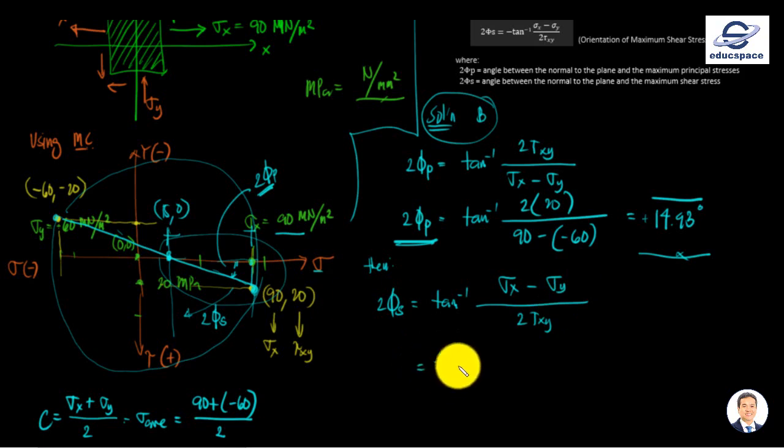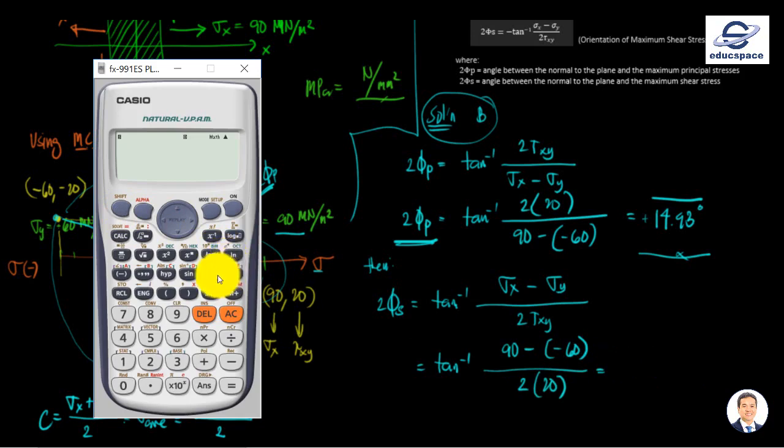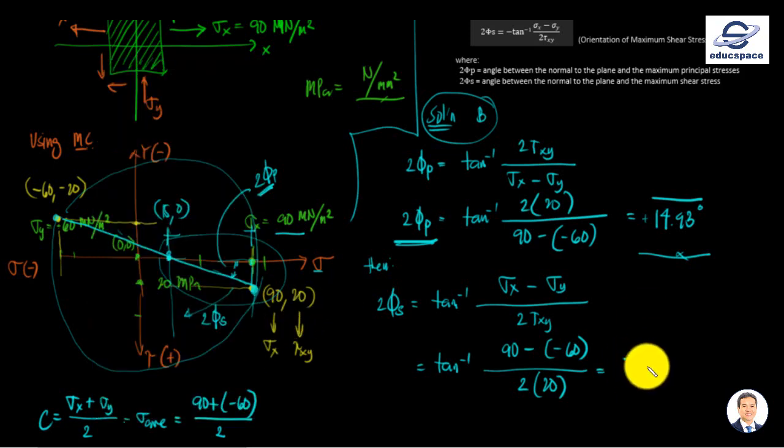So, this one is tangent negative 1. Tapos meron tayong 90 minus 60. Tapos 2 multiplied by 20. Alright, so shift tangent, and then 90 plus 60 over 2 multiplied by 20 equal sign. So 75.06 degree. So ito yung ating sagot, which is actually letter A.